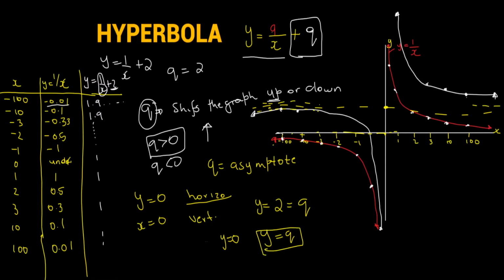And then what else changed here? We also had the axis of symmetry. And we said the axis of symmetry for the basic graph is y equal to x and y equal to minus x, which we found they were crossing by that point.